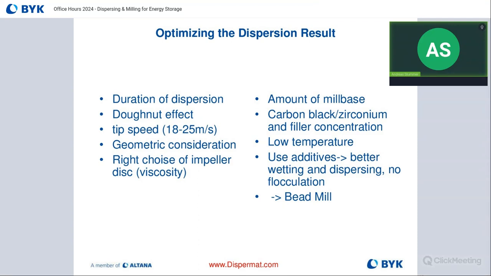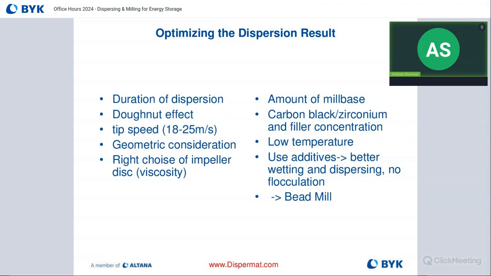So it's very important to remember that timing is everything, of course. The duration of our dispersion, usually when we pre-disperse, is as low as 15 minutes, as long as an hour, depending on the material. The donut effect is a good visual cue to help us understand how well we are performing. And then tip speed, again, 18 to 25 meters per second is optimum.